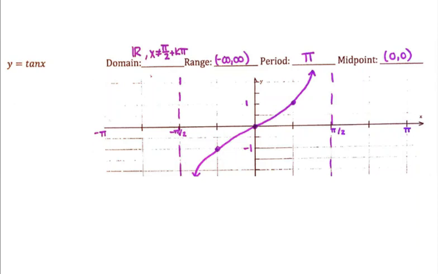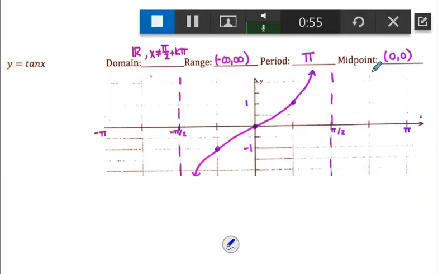For your domain, we went over this on day 3. It's everything except for the asymptotes. So you have an asymptote already at pi over 2, and then the next asymptote would be a distance of pi away from that, which would be at 3 pi over 2. Every time you add pi, you get another asymptote. The range is from the bottom, negative infinity, all the way to the top, positive infinity.